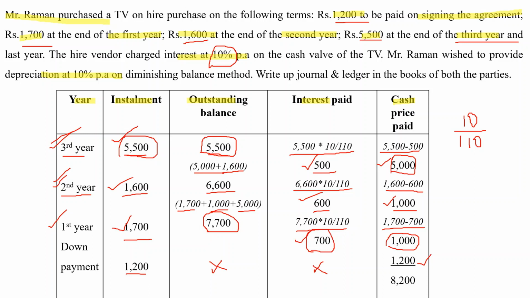Now add the last column, 5,000, 1,000, 1,000, 1,200. Add it. The cash price is 8,200. First installment interest amount is 700. Second installment interest amount is 600. And the third installment interest amount is 500 rupees.